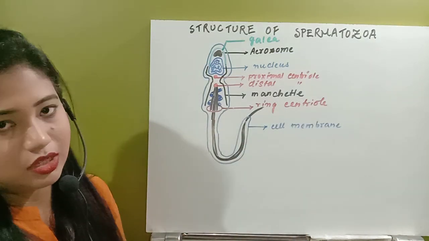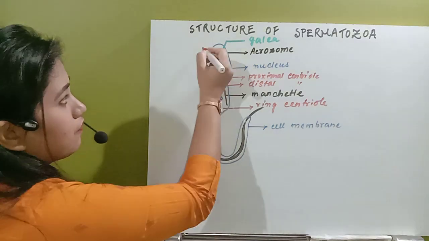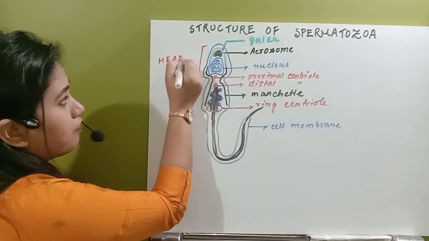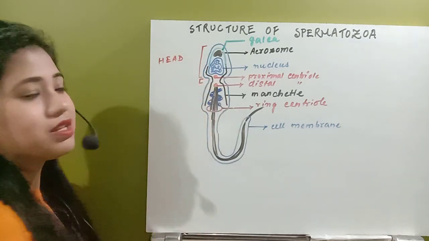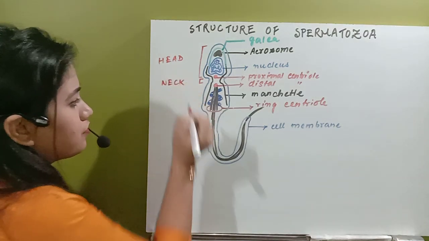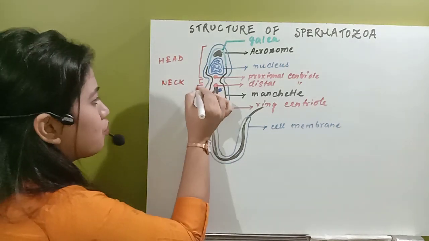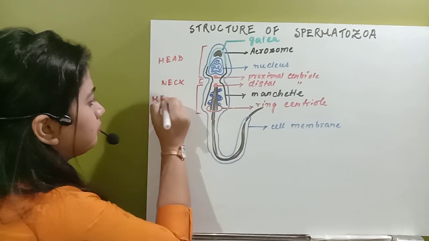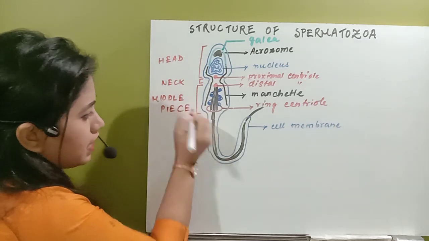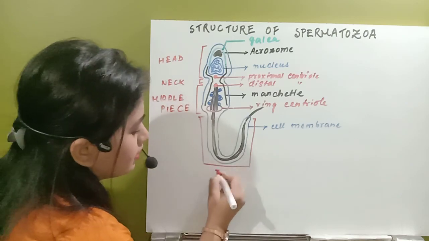Now we'll see the regions. The spermatozoa is going to have 4 distinct regions. What are they? First of all, it is going to have its head. Then after that, a very small depression is present just after the head. This is known as the neck. And after that, where the mitochondrial composition is present, this is known as the middle piece. And after that, the structure here is known as the tail.